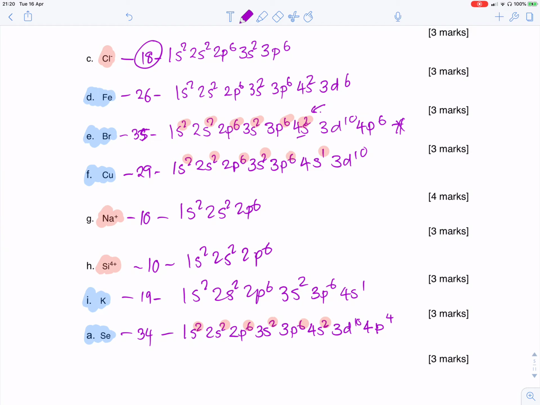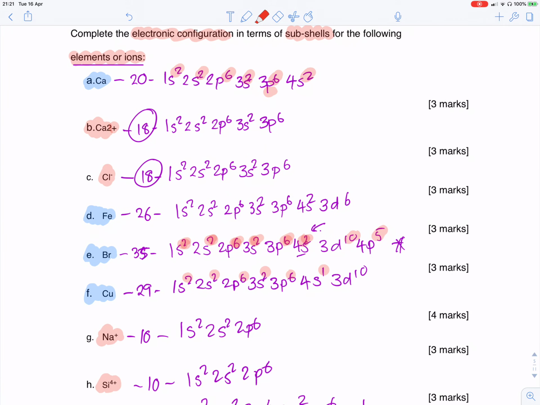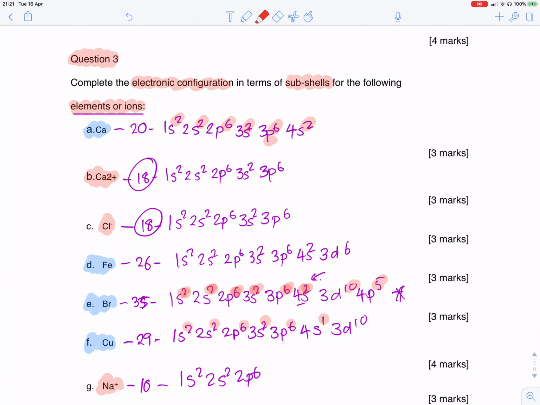3d10. So for bromine, for the p, this should have been a 5, not a 6. Okay. We need to learn to count properly. So that's 2, 4, 10, 12, 18, 20, 30, 35. Yeah, so that's a 5, not a 6. Okay, so that's why it seemed as though it was going to give us a problem, right? So that's it for number 3. I'll see you when we do number 4.